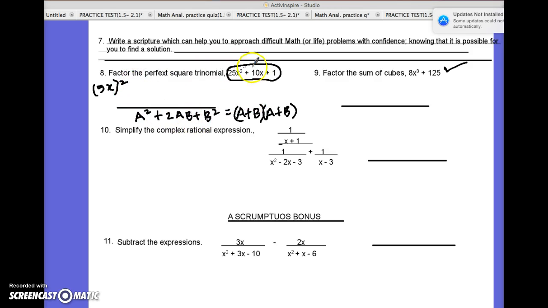The middle term, since it's all plus, I'm just going to use plus. Middle term is going to be 2 times a times b. Now I trust you see this is the a, so it's going to be 2 times 5x, which is the a, and times b. In this case, b would be the 1.